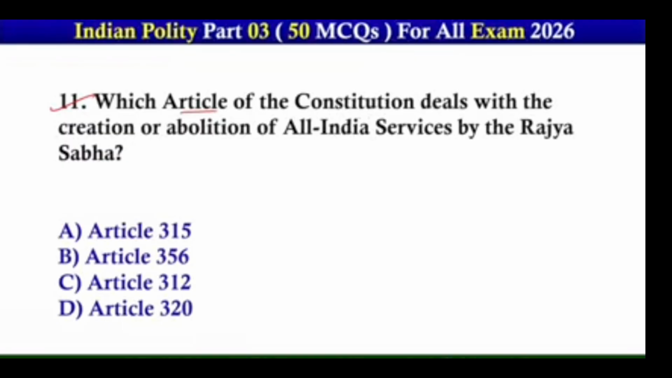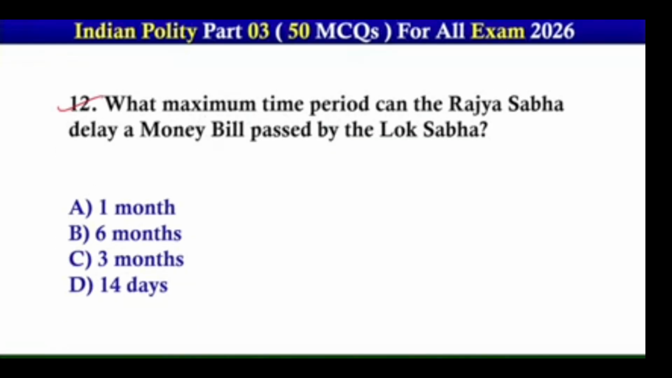11. Which article of the Constitution deals with the creation or abolition of all India services by the Rajya Sabha? Option number C is the correct answer, Article 312. Question number 12. What maximum time period can the Rajya Sabha delay a money bill passed by the Lok Sabha? Option number D, 14 days.